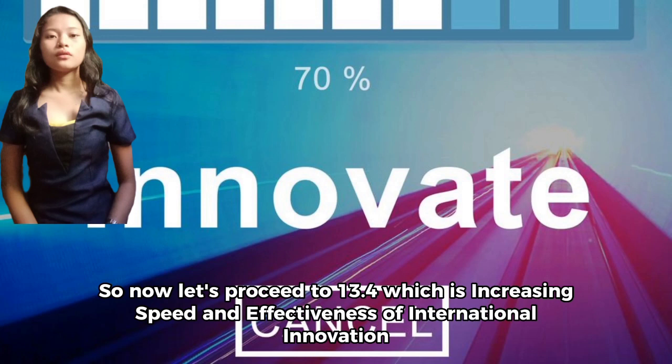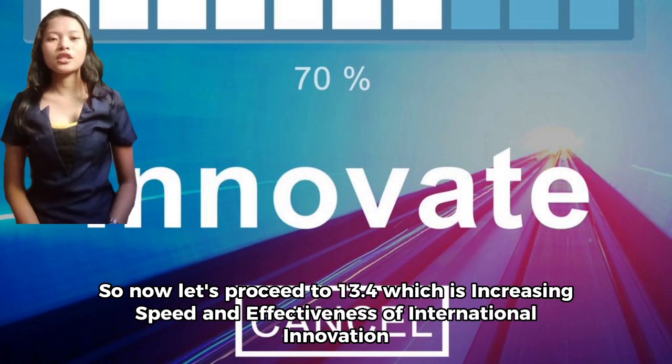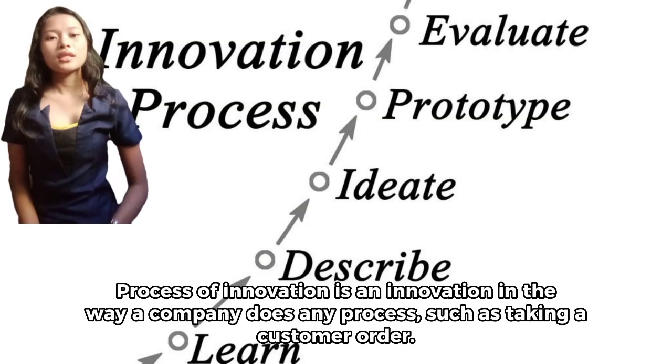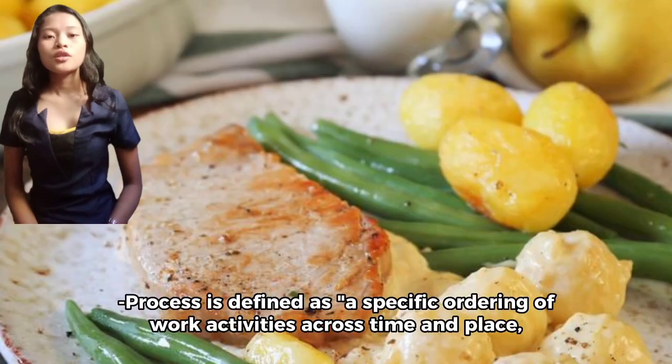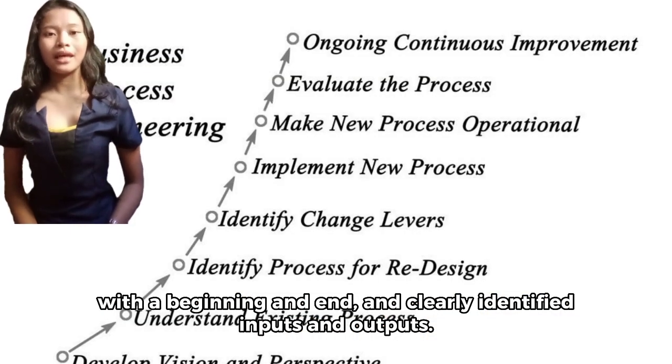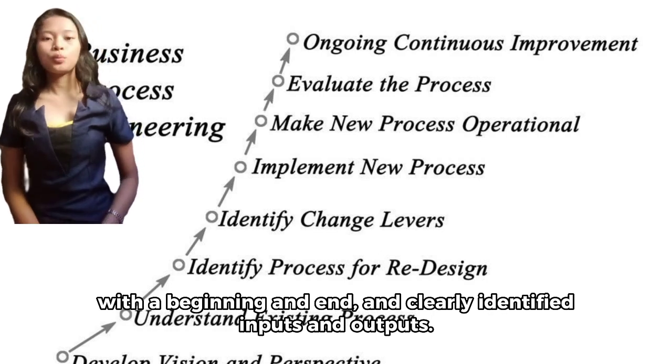So now let's proceed to 13.4, which is increasing speed and effectiveness of international innovation. First is process innovation. It is an innovation in the way a company does any process, such as taking a customer order. A process is defined as specific ordering of work activities across time and place, with a beginning and end, and clearly identified inputs and outputs.